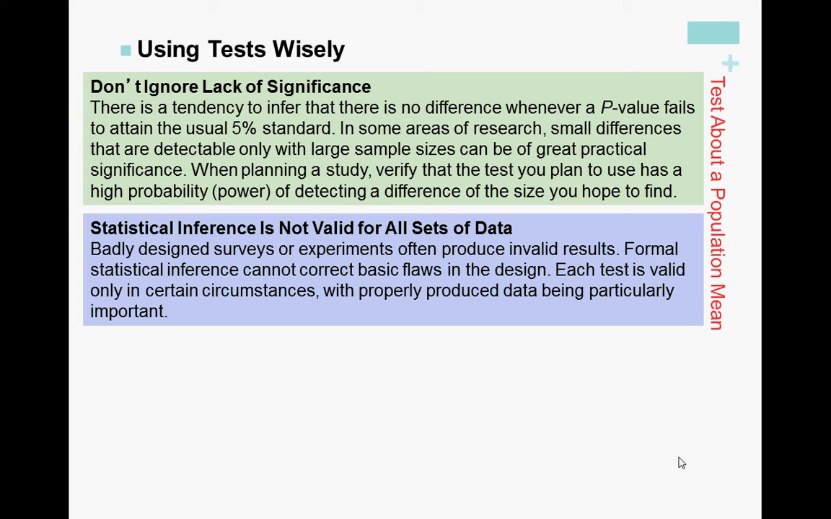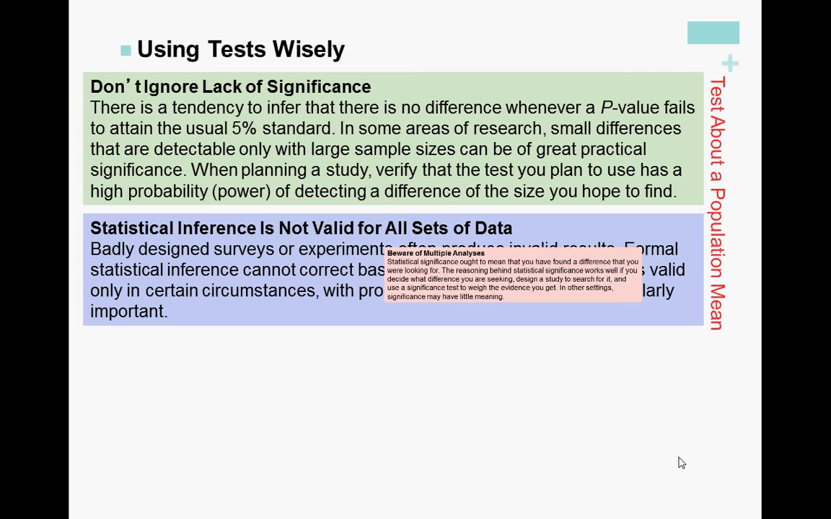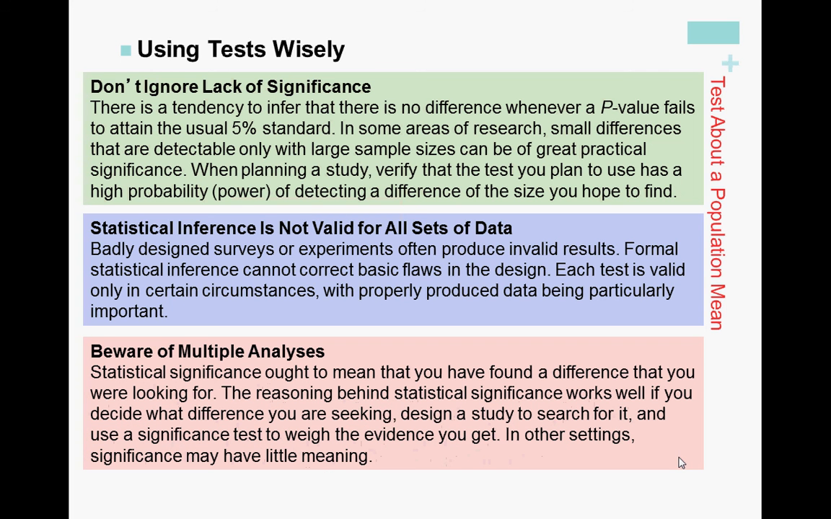And beware of multiple analysis. Statistical significance ought to mean that you have found a difference that you are looking for. The reasoning behind statistical significance works well if you decide what difference you are seeking beforehand, then design a study to search for it, and then use a significance test to weigh the evidence you get. In other settings, significance may have little meaning. So it has to be something where you're trying to find something specific and then you test that way.